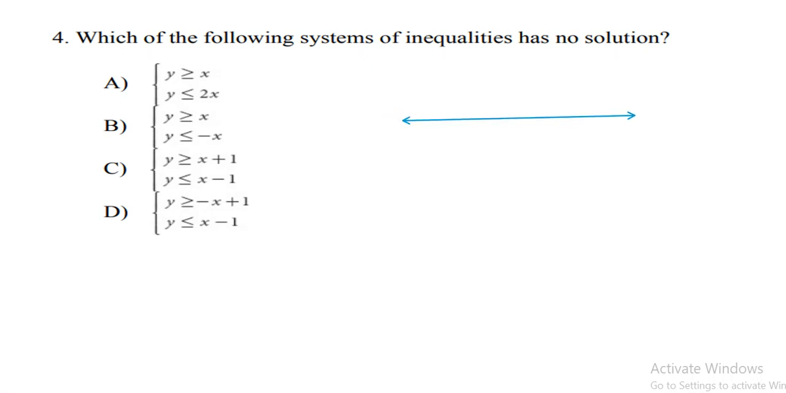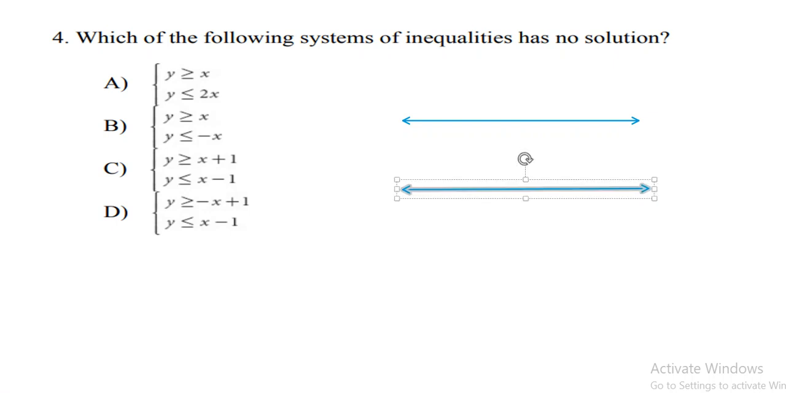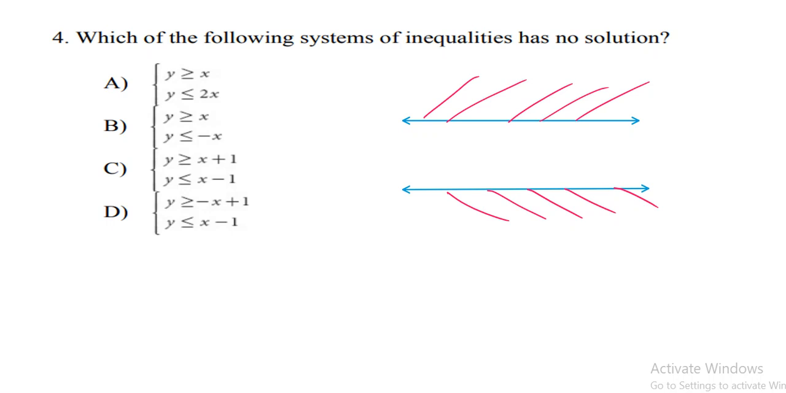That means this is one line and this is another line shaded in opposite direction. Okay, this will be the shaded line. All the inequalities are written in slope-intercept form. So look, parallel lines mean two lines have the same slope but different y-intercept.